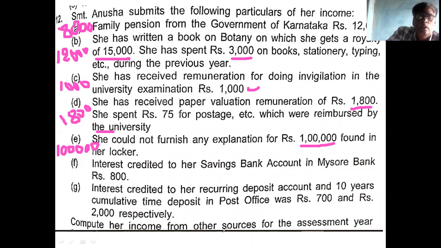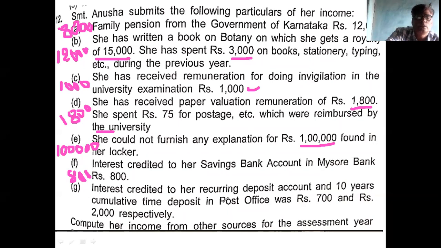Next, interest credited to her saving bank account in Mysore. Interest credited to SB account in Mysore, 800 rupees. Mysore Bank. Interest on SB account of post office is exempted. Remember this. And bank account interest is not exempted. You take this 800 rupees.